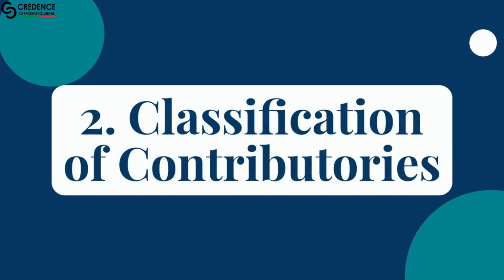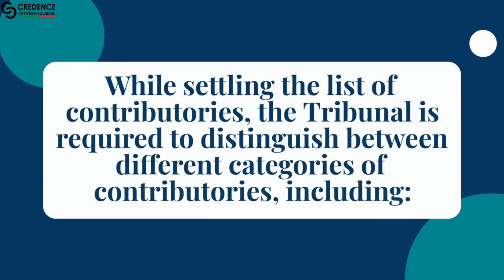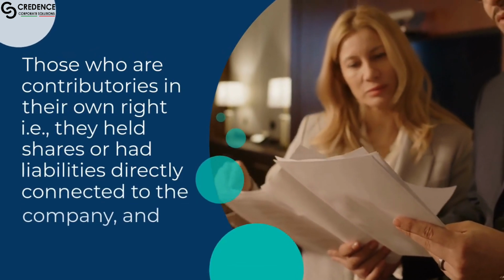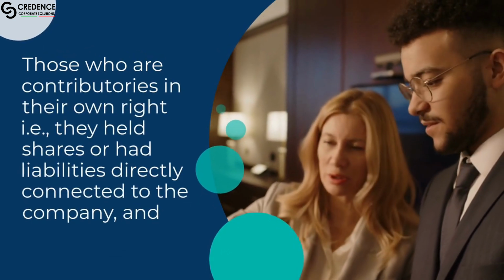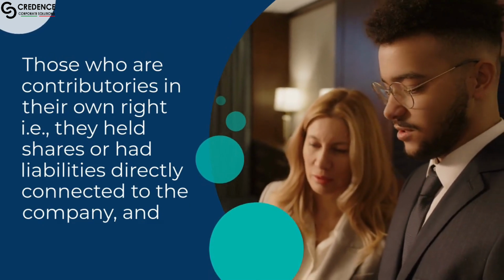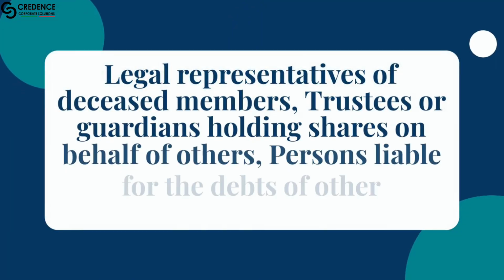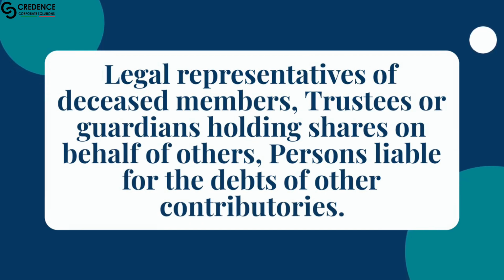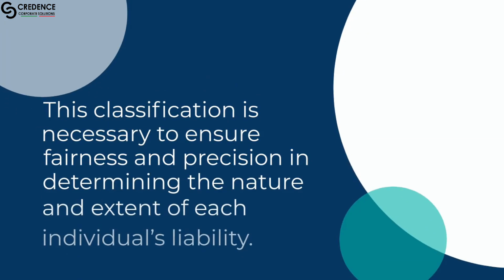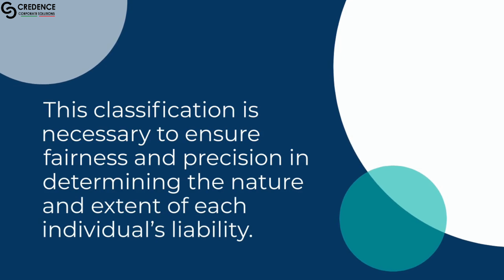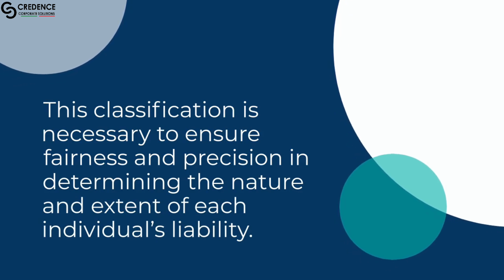2. Classification of contributors. While settling the list of contributors, the tribunal is required to distinguish between different categories of contributors, including those who are contributors in their own right, i.e., they held shares or had liabilities directly connected to the company, and those who are contributors in a representative capacity, such as legal representatives of deceased members, trustees or guardians holding shares on behalf of others, persons liable for the debts of other contributors. This classification is necessary to ensure fairness and precision in determining the nature and extent of each individual's liability.